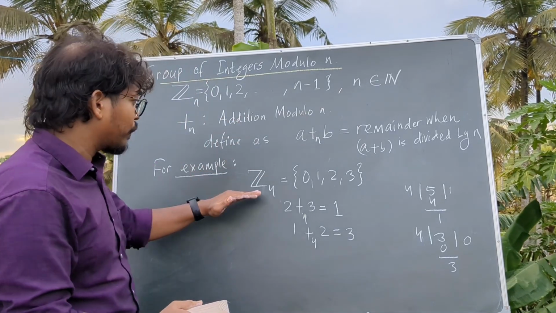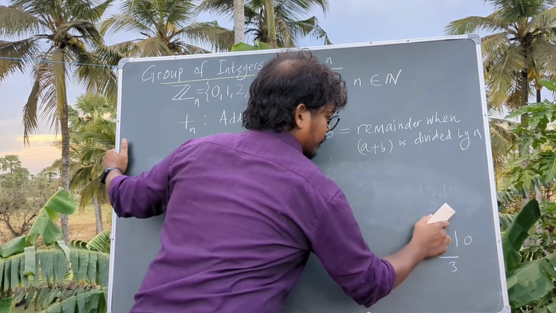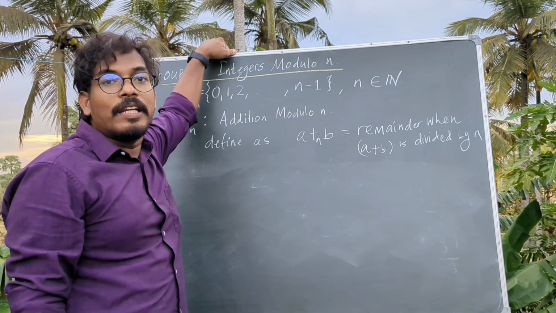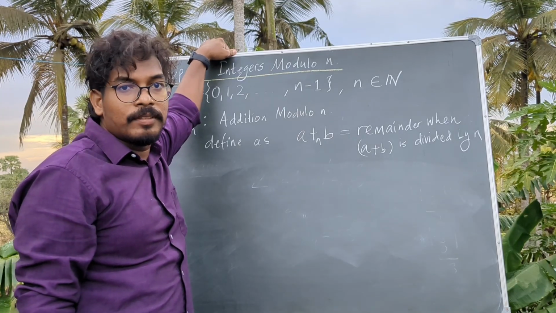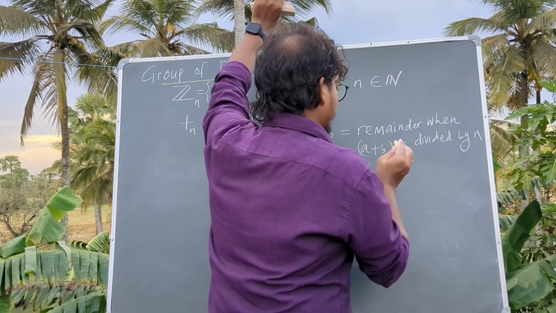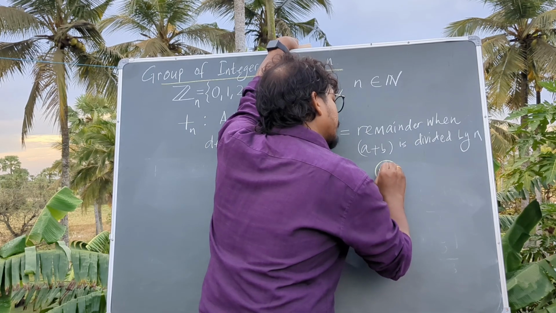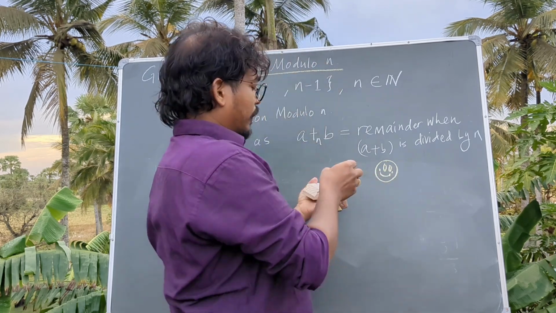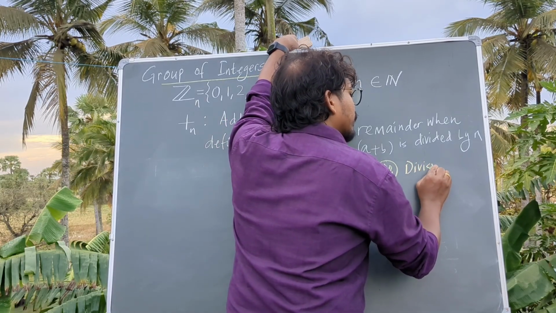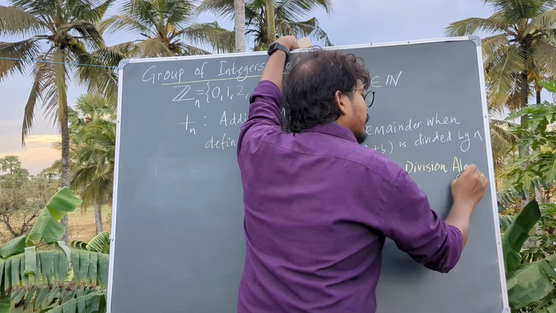Let me erase the example. For this happy little group, we will use a happy little algorithm to show this is a group. The name of that algorithm is the division algorithm.